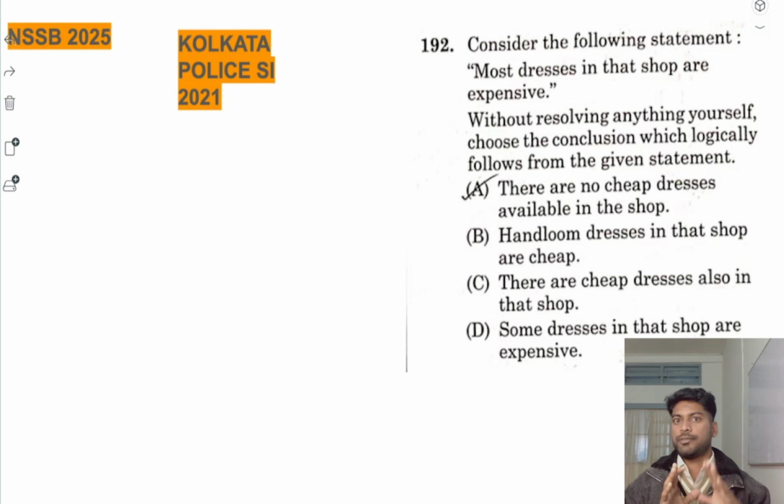Are you understanding what I'm saying? I have a shop and I have mostly expensive dresses. Mostly, but not all the dresses. So I have some non-expensive dresses, but it doesn't mean that I have cheap dresses. Not expensive doesn't mean it's cheap. It should be like moderate. So I can't give the answer of this question.